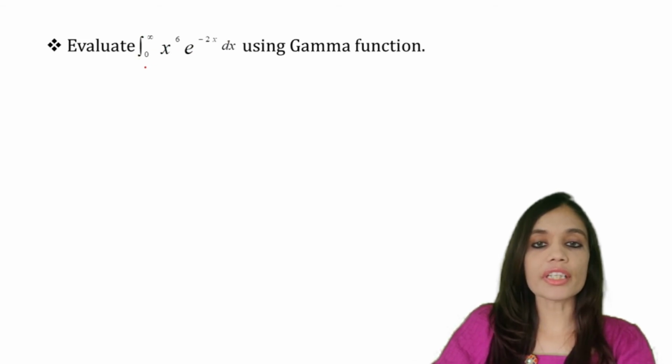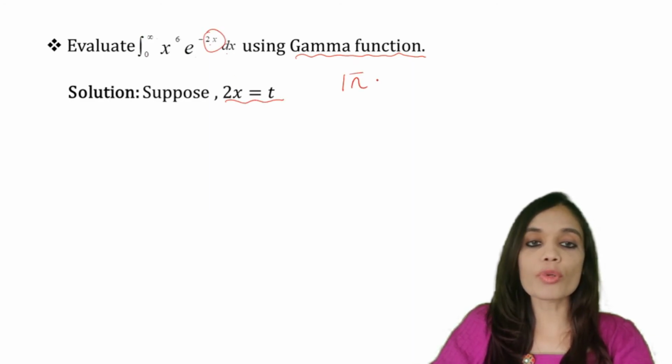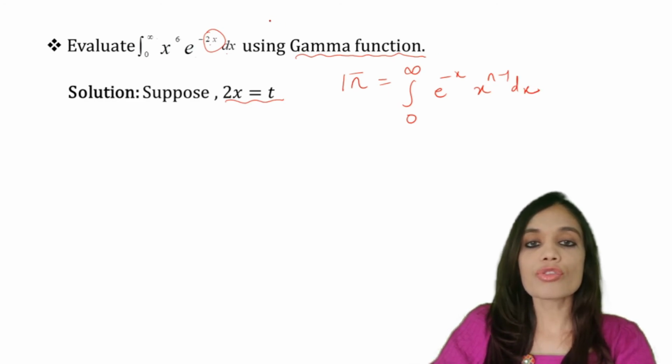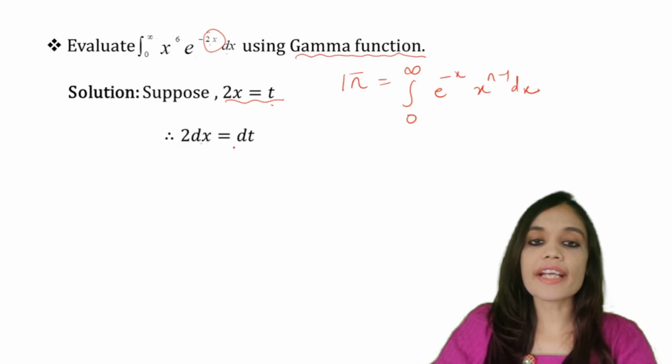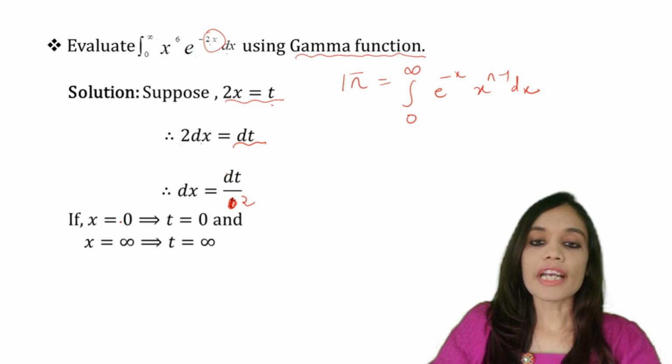We have to evaluate integration 0 to infinity x raised to 6 into e raised to minus 2x dx using our gamma function, right? So let us start the solution. Firstly, we will assume our 2x as t, because we know the formula of gamma n, that is equal to integration 0 to infinity e raised to minus x, x raised to n minus 1 dx. So we are assuming this as t. So 2 dx is dt, therefore our value of dx will be dt upon 2.